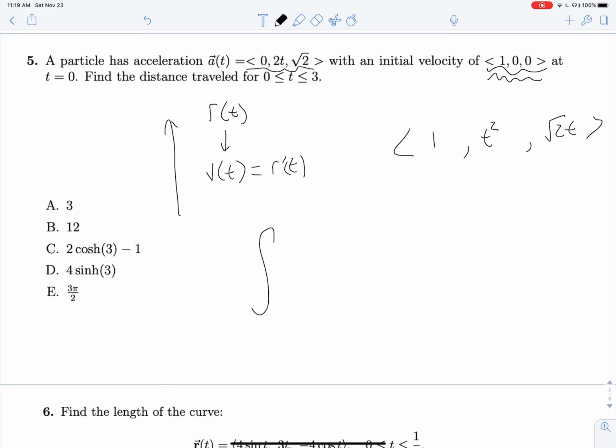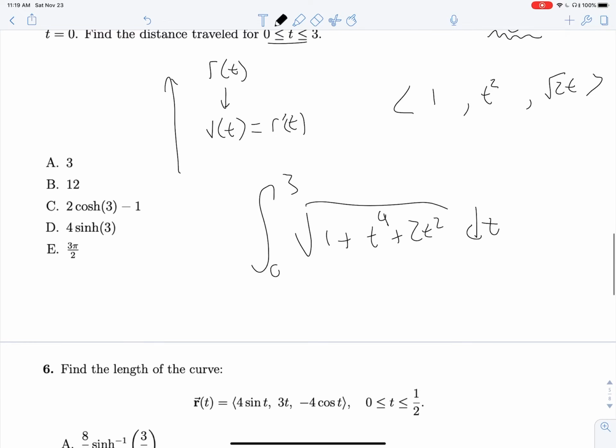So we're going to have the integral from 0 to 3, those are the bounds that they give us, of the square root of 1 squared plus t to the 4th plus 2t squared, which we can simplify down to t squared plus 1 squared, at least inside our square root. That will cancel out with our square root, and we'll get the integral from 0 to 3 of t squared plus 1 dt, which is t cubed over 3 plus t on 0 to 3, which will give us 12.